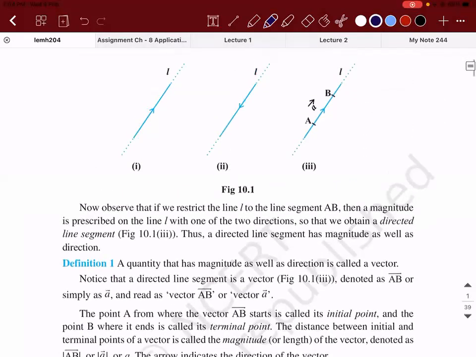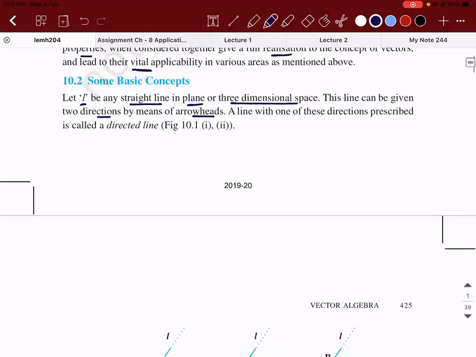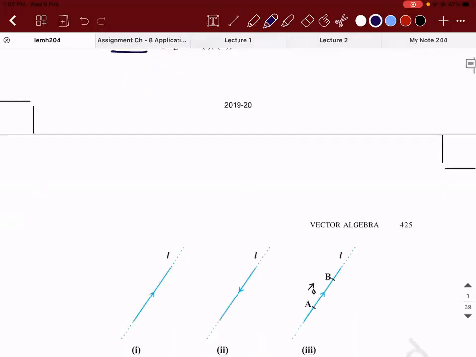So listen, the first question is, if I have a quantity called a vector, how do I represent it? Suppose L is any straight line in a plane or three-dimensional space. Let L be a line in a plane. Plane is two-dimensional, three-dimensional is space. This line can be given two directions by means of arrowheads. A line with one of these directions prescribed is called a directed line or a vector quantity.